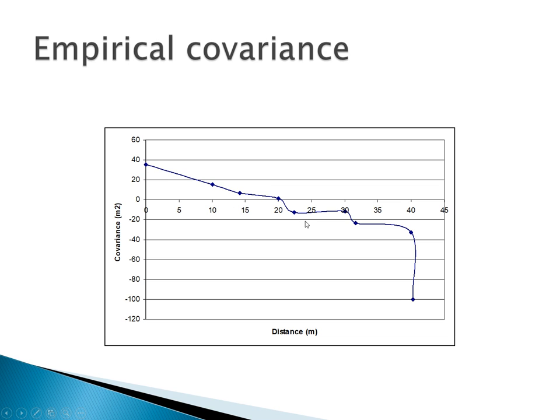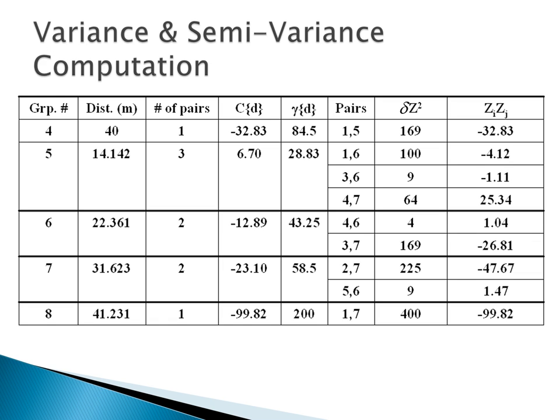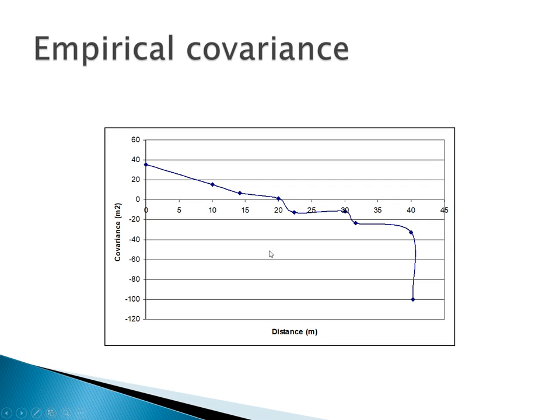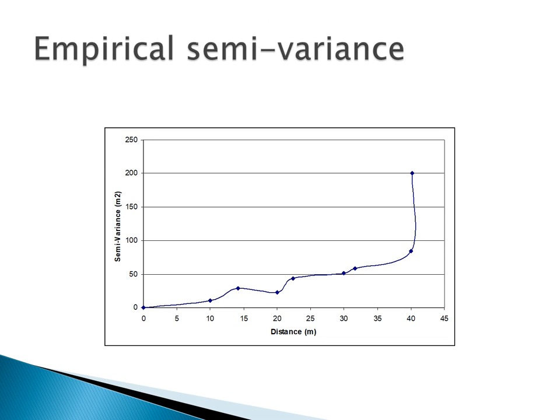If you were to plot these based on the numbers that you see in the covariance, right? So the covariance is here. Plot them out, that's what it looks like. It just kind of dies off, right? And then semivariance is pretty much the inverse of that, so it goes up.